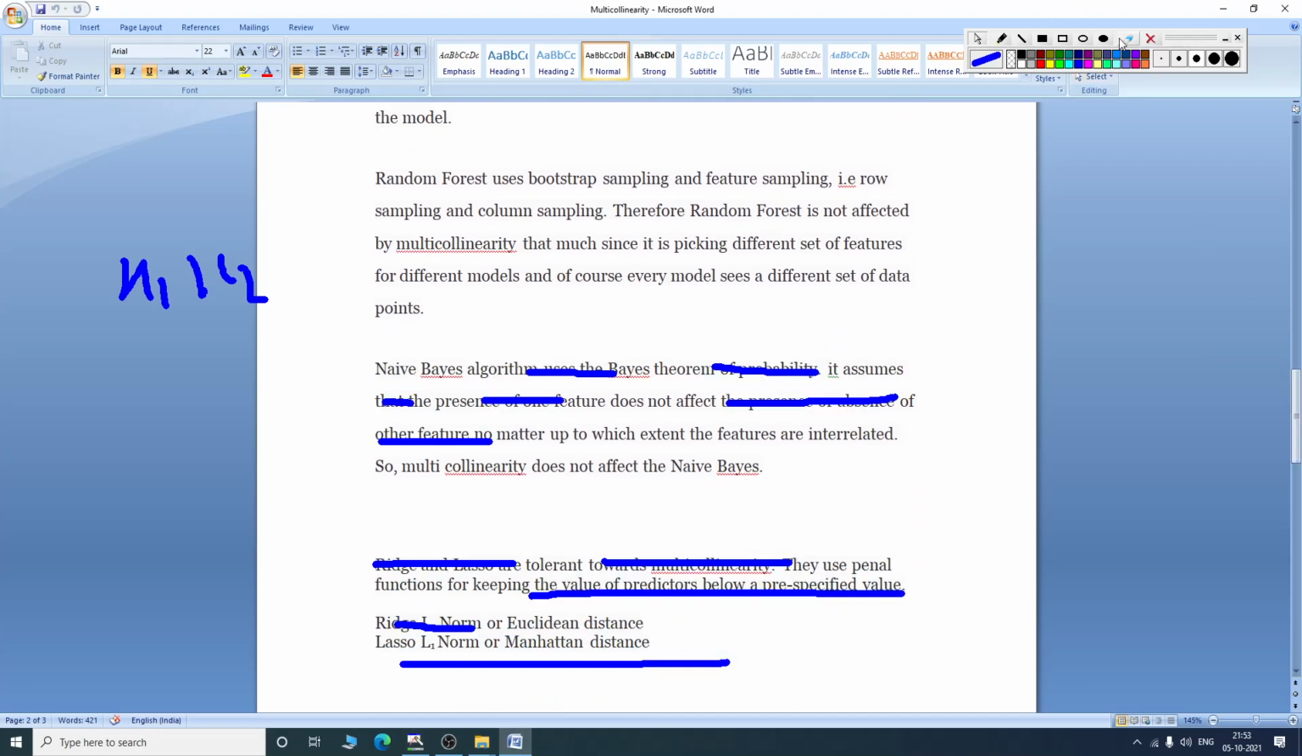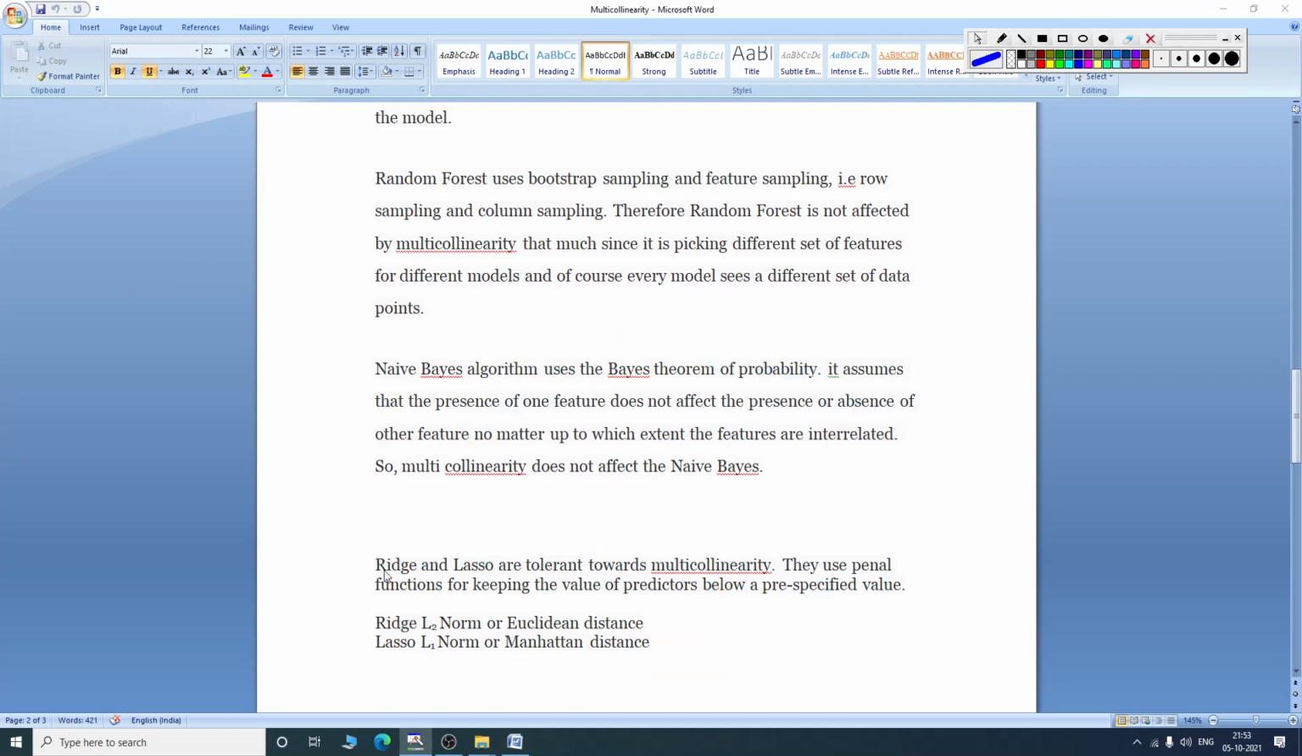Okay, so now ridge regression and lasso are quite tolerant towards multicollinearity. This is because they have penalty functions with them, they penalize you. Where are ridge and lasso regression mainly used? They are used as penalty functions, so that the predictors are kept below a specified value. Remember that ridge and lasso regression are mainly used where we have an overfitting condition. So we can manipulate the value to below a pre-specified value, so that we can keep away from multicollinearity.